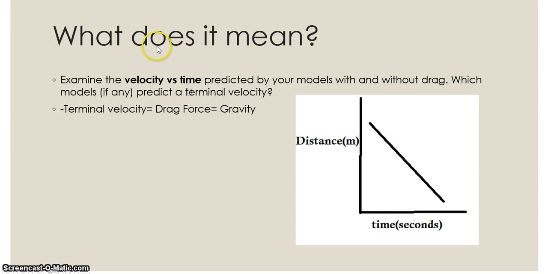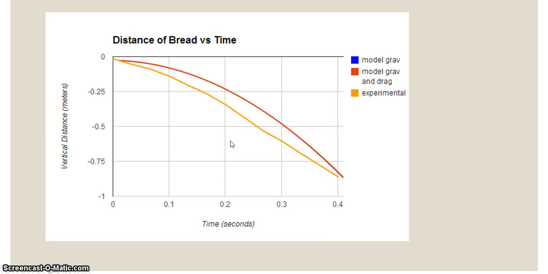Therefore, let's look at this graph. Where the slope is steady, this has reached terminal velocity. In real life, we need a longer time interval to determine if it reached terminal velocity. But here, with the model with gravity and drag, the slope is roughly the same, which means the velocity is the same, which means it has reached terminal velocity.